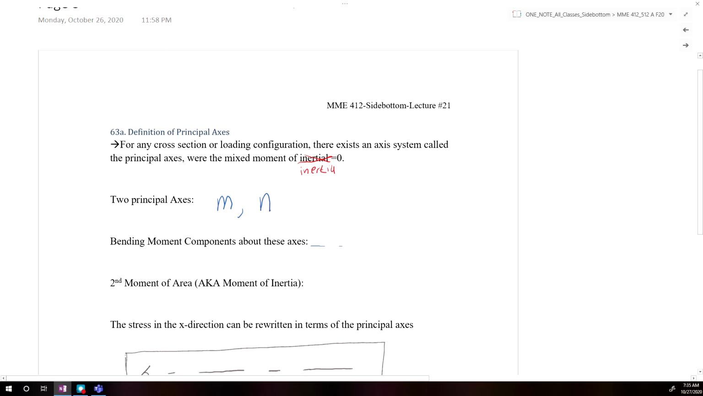Okay, so for these principal axes, they'll have a specific moment about the axis, or a bending moment. So we'll denote that with a capital M with a lowercase m for the bending moment about the m axis, and a capital M and a lowercase n for the bending moment about the n axis. And for each of the axes, m and n, we'll also have a second moment of area, or a moment of inertia, which we'll denote with a capital I m for the moment of inertia about the m axis, and then for the moment of inertia about the n axis, we'll denote with a capital I and a lowercase n.